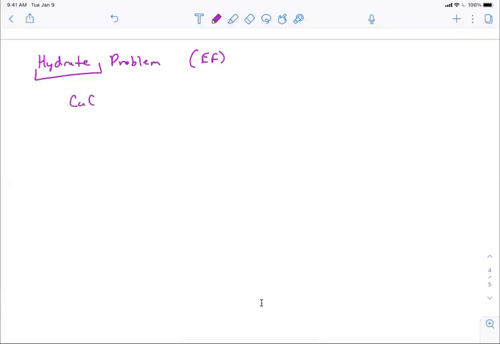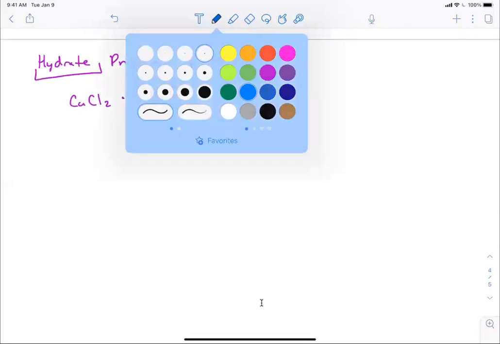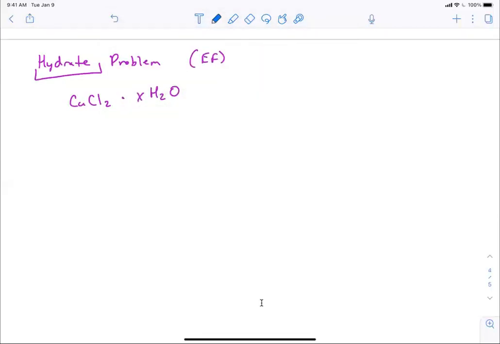And so you'll see something like this, where X is the number of water molecules surrounding each molecule of CuCl2. The only way you can remove the water is to heat it up to really high temperatures to break off all those attractions, so the water vaporizes and leaves the substance. And so this is very much like an empirical formula problem, but you need to know where you start.